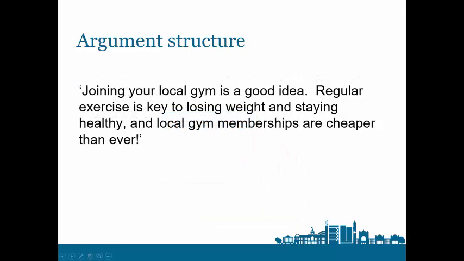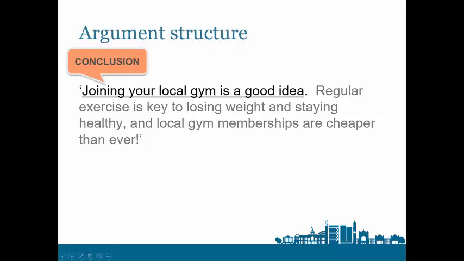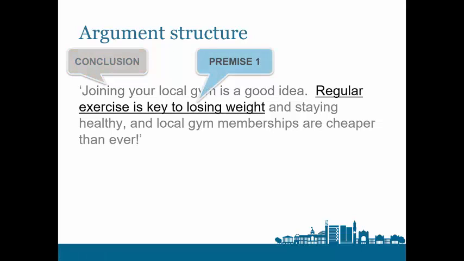Here we have an example argument to demonstrate structure. Joining your local gym is a good idea. Regular exercise is key to losing weight and staying healthy, and local gym memberships are cheaper than ever. The first claim made here, joining your local gym is a good idea, is the argument's conclusion. This is the claim that the speaker or the writer would like the audience to accept. The remaining claims act as premises or reasons to accept the conclusion.